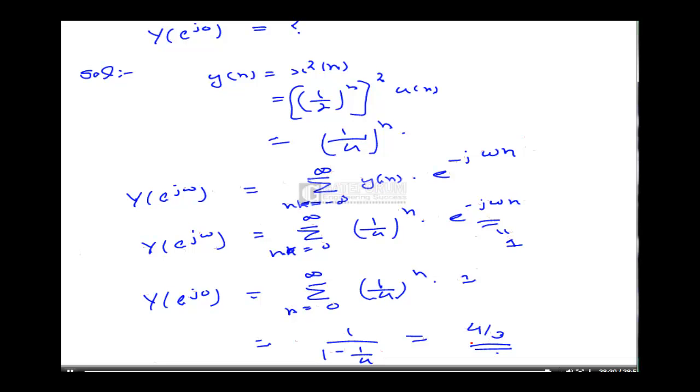Okay. With this we complete one set of problems from the signals and systems topic which have appeared in GATE 2005, 2006 and 2007 papers. Okay. We will see one more set of similar problems that appeared in previous GATE exams.